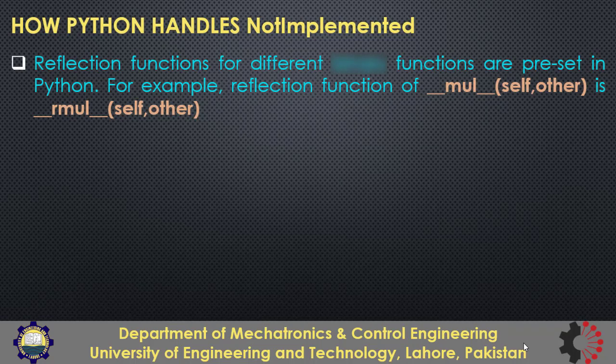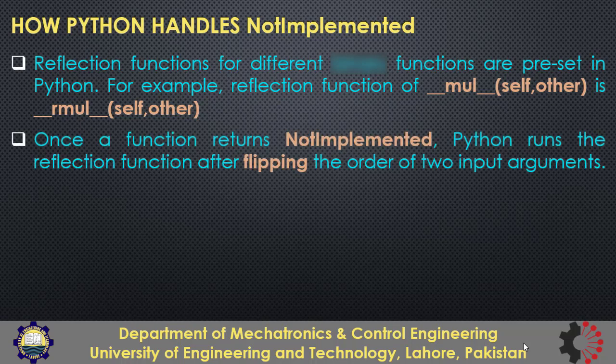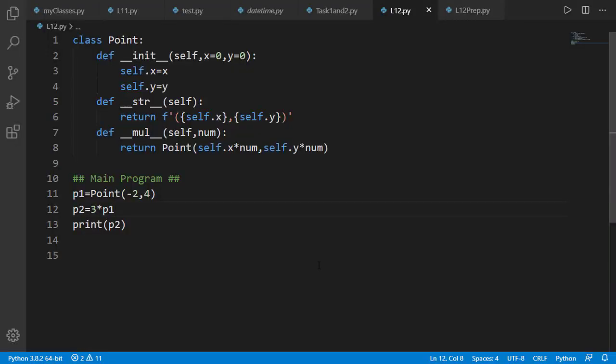Firstly, the reflection functions for different functions are preset in Python, and you cannot make some function the reflection of some other function. For example, the reflection function of dunder mul is dunder rmul. Now when a function returns NotImplemented, Python will run the reflection function but on the flipped input arguments. This means that the second input argument of the original function will be passed as the first input argument of the reflection function, and the first input argument of the original function will be passed as the second input argument of the reflection function. So let's see what is happening on line number 12.